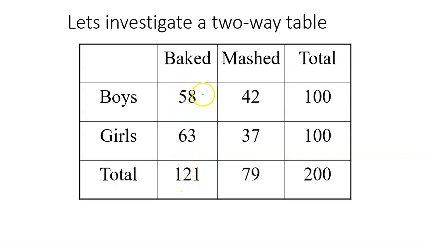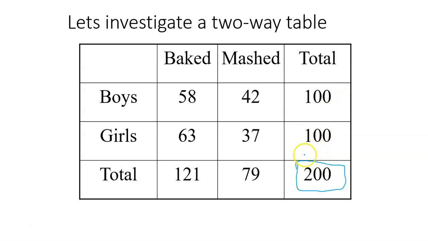Also, the total number of boys that were surveyed was 100. 58 of them preferred baked potatoes and 42 preferred mashed. So if we add those two together, we should get the total number of boys, right? Same thing for the girls. And then the grand total number of people in the study is right here. There were 200 altogether, and it looks like half and half boys and girls.